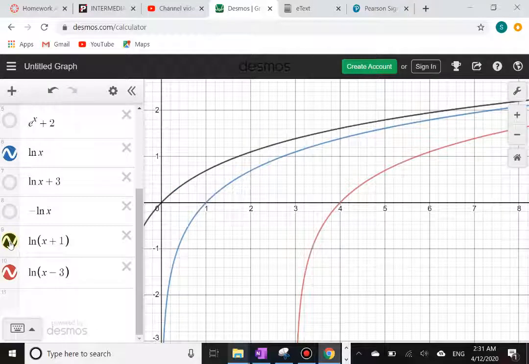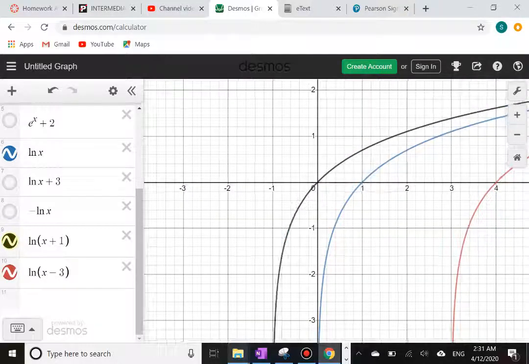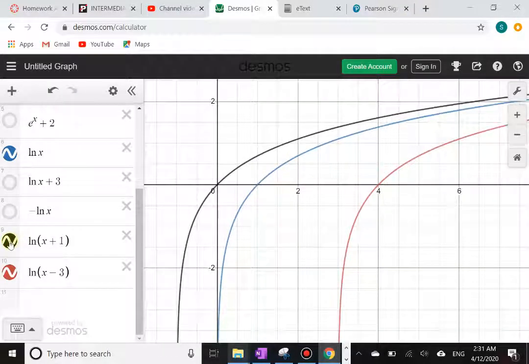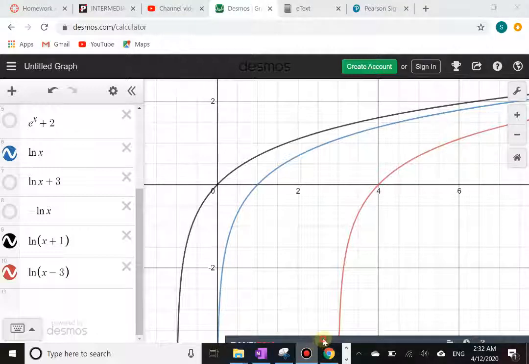And there you go. Now you have all 3 of these working together. The one on the left is ln of x plus 1, this one. In the middle is ln of x, and to the right is ln of x minus 3. And with that, we are done with section 12.5. We only have one more section to look at, so we're going to do that in the next section. We're done.